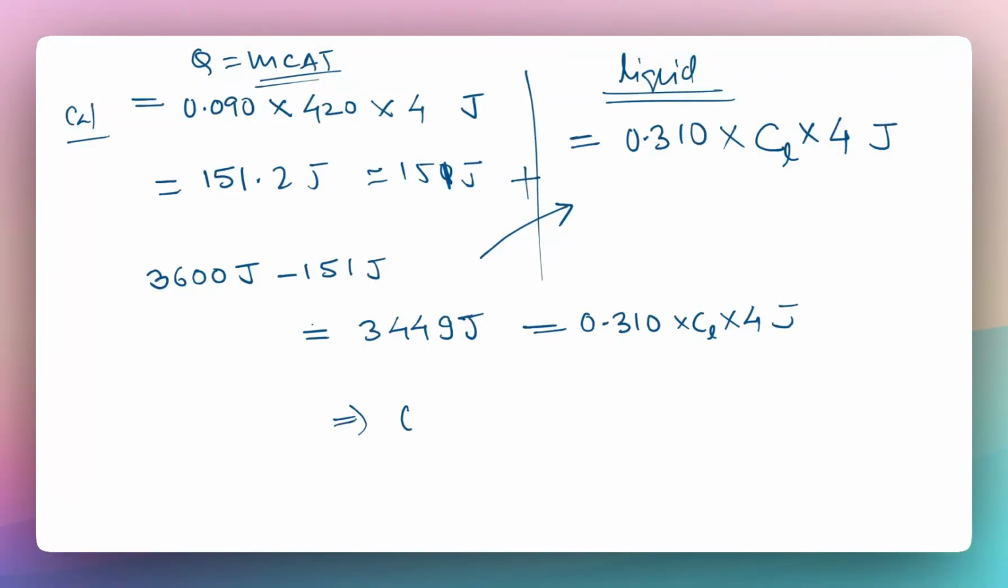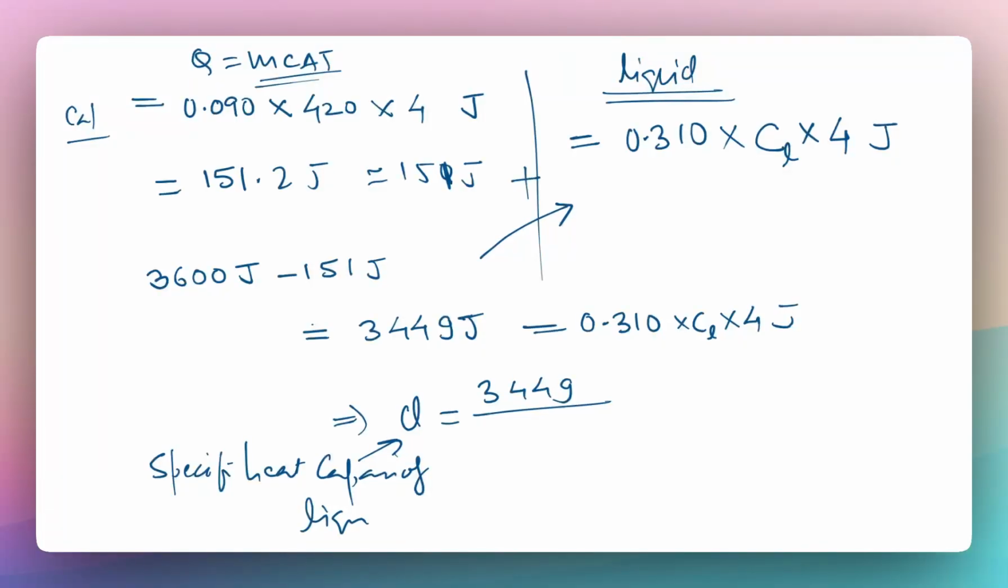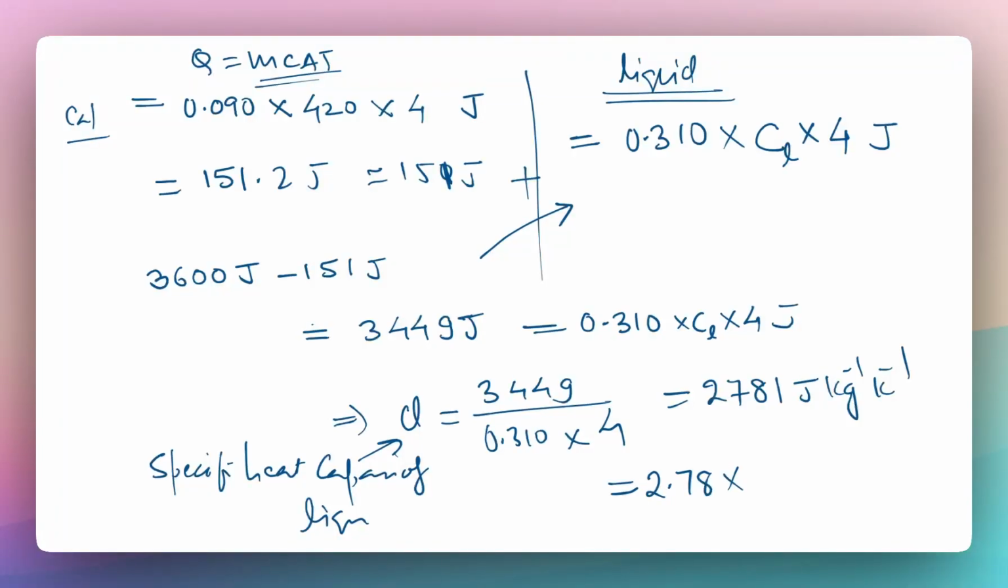The Cl is going to be 3449, which is the specific heat capacity of the liquid, right? So 3449 divided by 0.310 and then divided by 4. Okay, so if you do the maths, it will end up with 2781 joules per kilogram per Kelvin. So write it in scientific notation as 2.78 times 10 to the power 3 joules per kilogram per Kelvin.